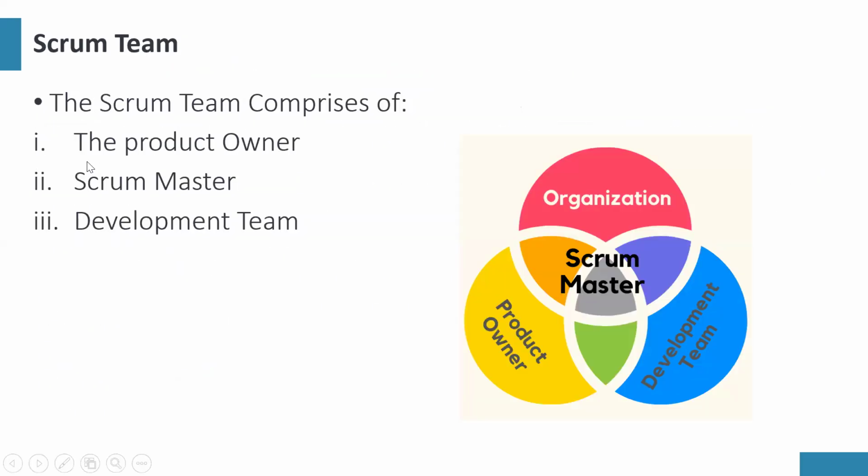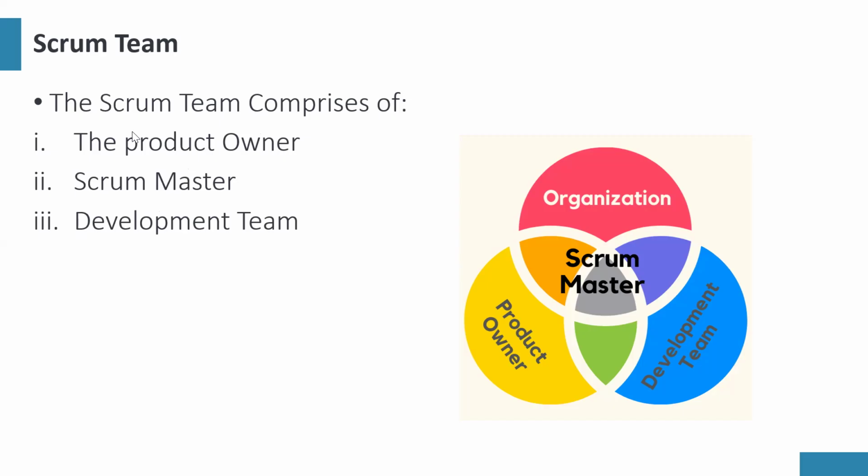So let's start talking about the Scrum team, and let's talk about the product owner. What's the product owner? The product owner is the person that decides what is going to be built. That's why they call him product owner. They own the product.